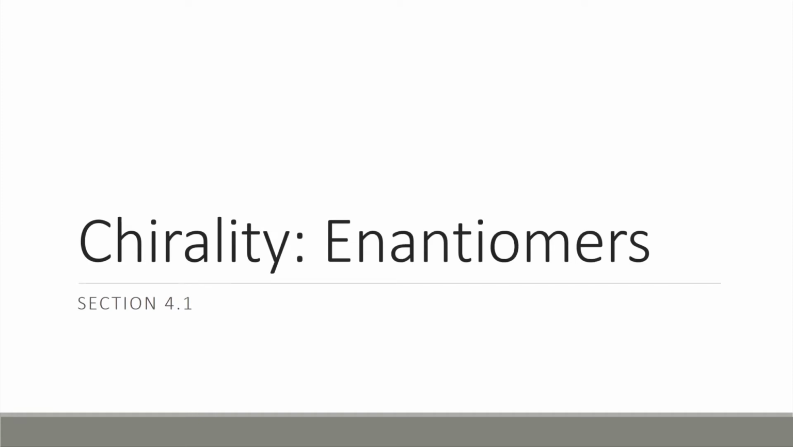Hello, everyone. We're going to move on into chapter 4, where we'll continue talking about different types of isomers and orientations in space. We first introduced this concept when introducing the idea of a stereoisomer in chapter 3. So today we're going to talk about the concept of chirality and, in particular, how that can lead to something called an enantiomer.